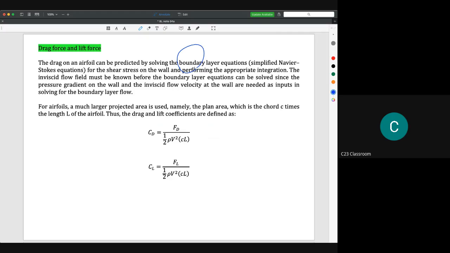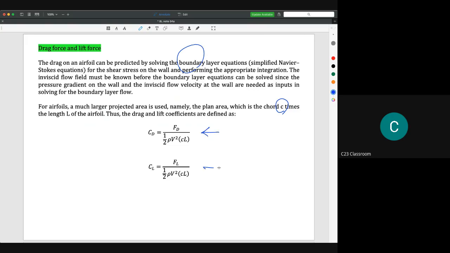The inviscid flow field must be known before the boundary layer equation can be solved, since the pressure gradient on the wall and the inviscid flow velocity at the wall are needed as input for solving the boundary layer flow. For an airfoil, a much larger projected area is used, namely the plane area, which is the chord, C, times the length of the airfoil. Thus, the drag and lift coefficients are defined as this.